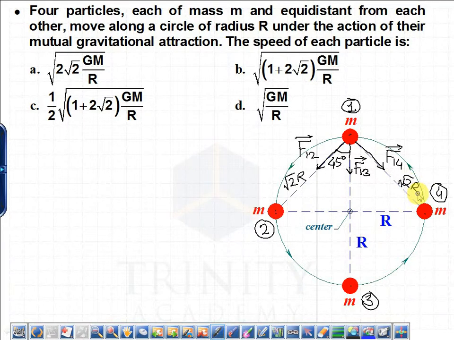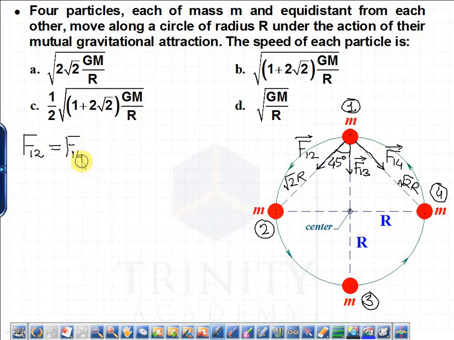We need to calculate the net centripetal force exerted on particle 1, that is, the force directed towards the center, which is responsible for its circular motion. There are three forces shown over here. We have to find the total force towards the center. If we observe the magnitudes of force F12 and F14, they are the same, because the particles are of the same mass and they are at the same distance from particle 1.